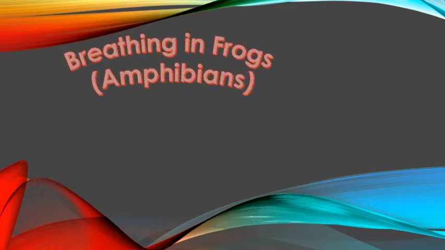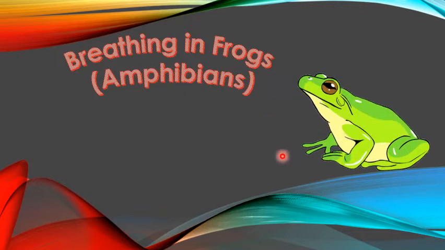Now we will learn about breathing in amphibians. Apart from mammals, reptiles, birds, there is another group of animals known as amphibians. What are amphibians? Amphibians are a group of animals that have a dual nature, because amphi means dual or double, meaning they can live on both land and in water. The best example is the frog. Frog is the best example for amphibians.